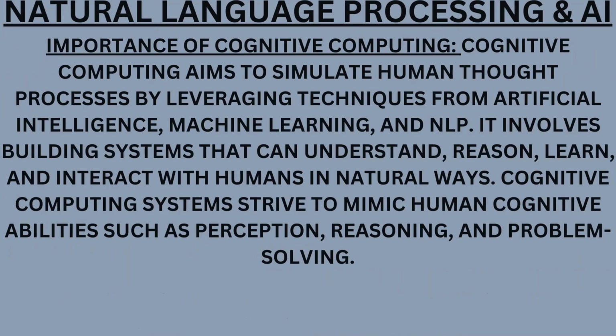Importance of cognitive computing. Cognitive computing aims to simulate human thought processes by leveraging techniques from artificial intelligence, machine learning, and natural language processing. It involves building systems that can understand, reason, learn, and interact with humans in natural ways. Cognitive computing systems strive to mimic human cognitive abilities such as perception, reasoning, and problem solving.